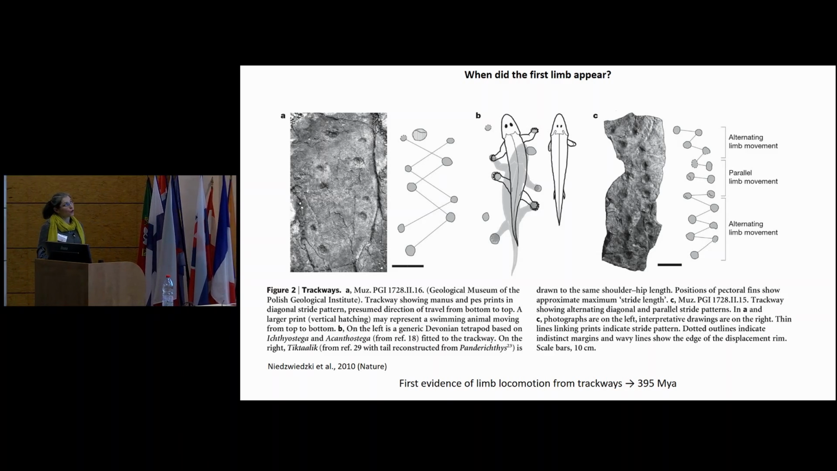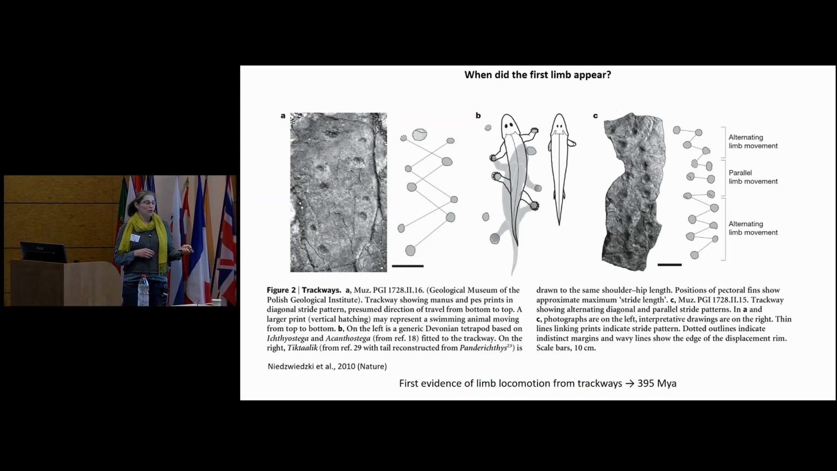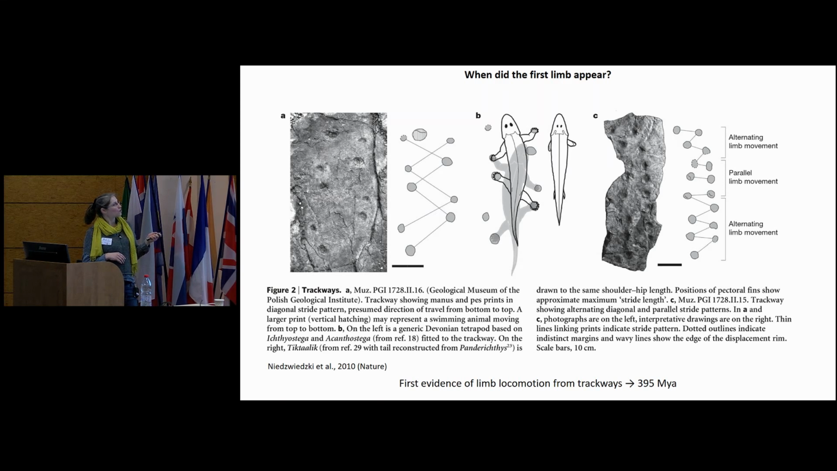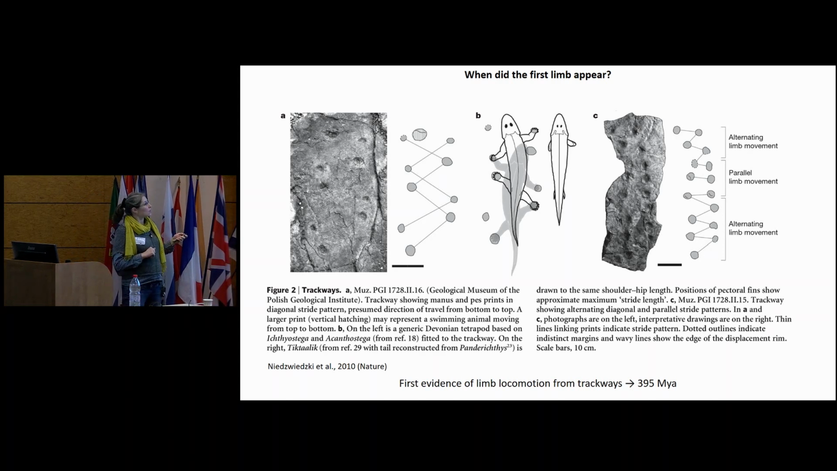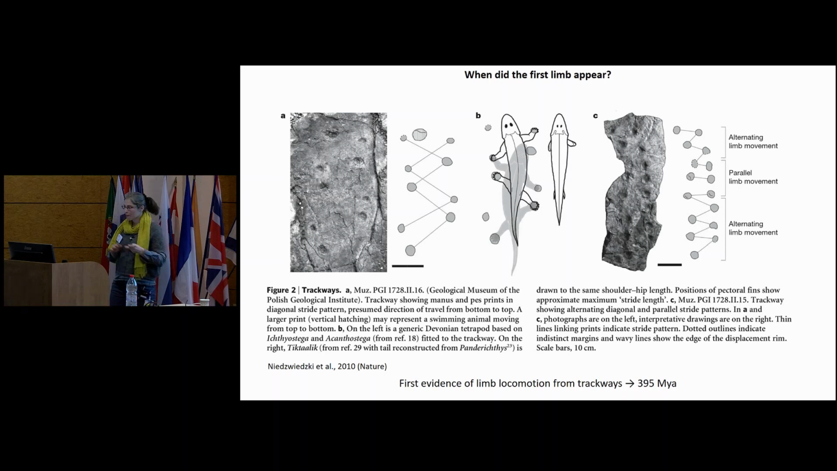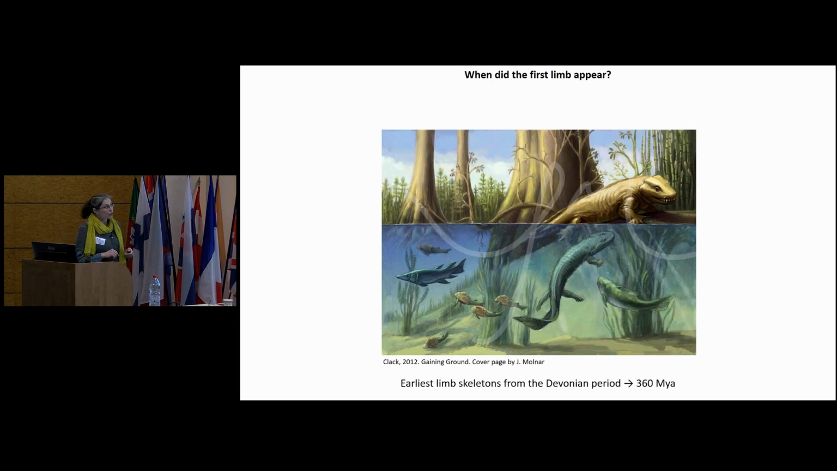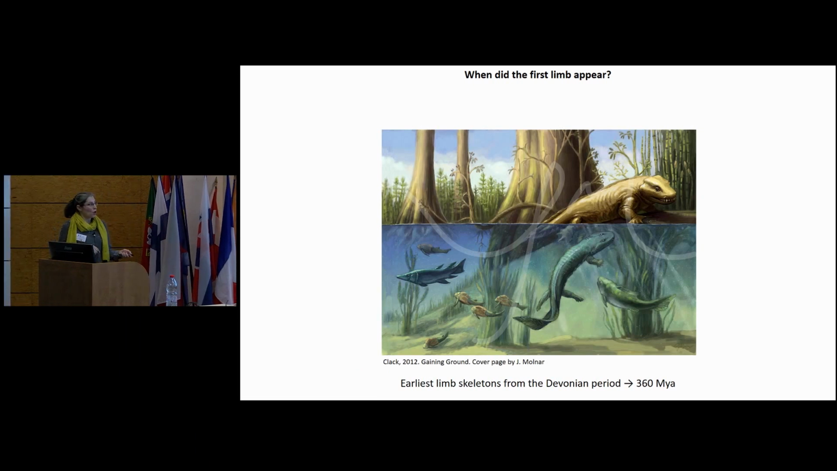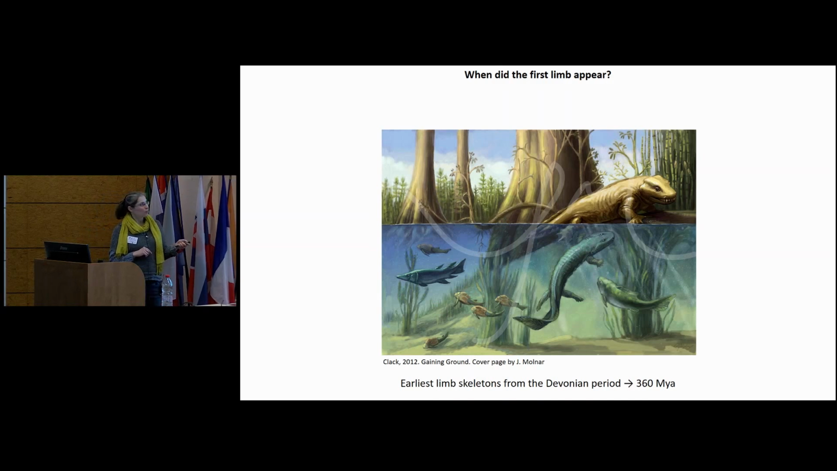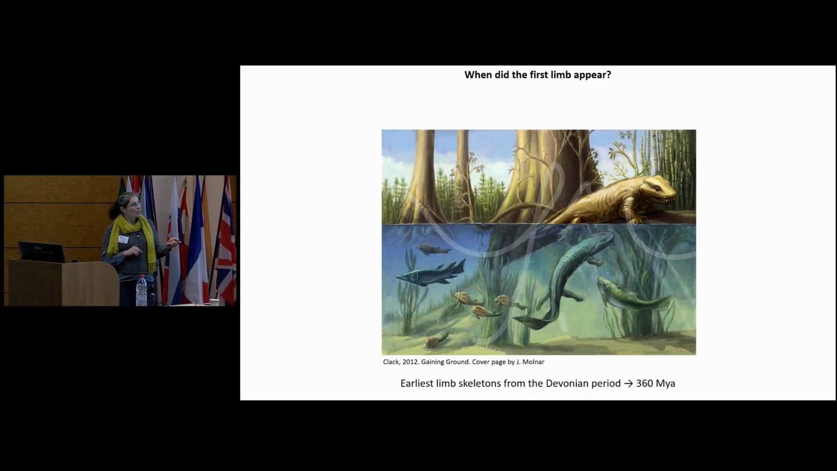So when did the first limb bone appear? We know from 395 million years ago that we have some traces of trackways. So you have some prints of limb with digits in this locality from Poland. But we don't have any bone associated with this locality. So the earliest limb bone that we could get was dated from 360 million years old, and this is from this group of Acanthostega and Ichthyostega.